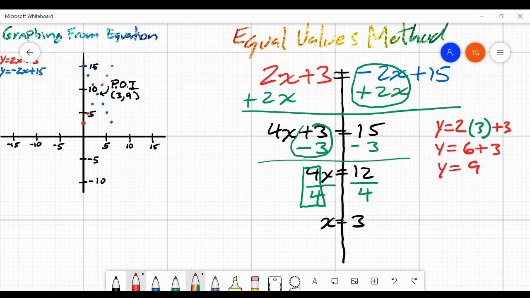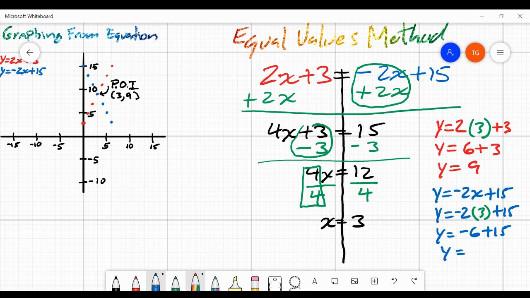Now let's try it with the blue equation. Y equals negative 2x plus 15, except instead of x, we're going to substitute with our x value of 3. And we get y equals negative 6 plus 15, so we get y equals 9. And as you can see, we have the same value for y in both equations.